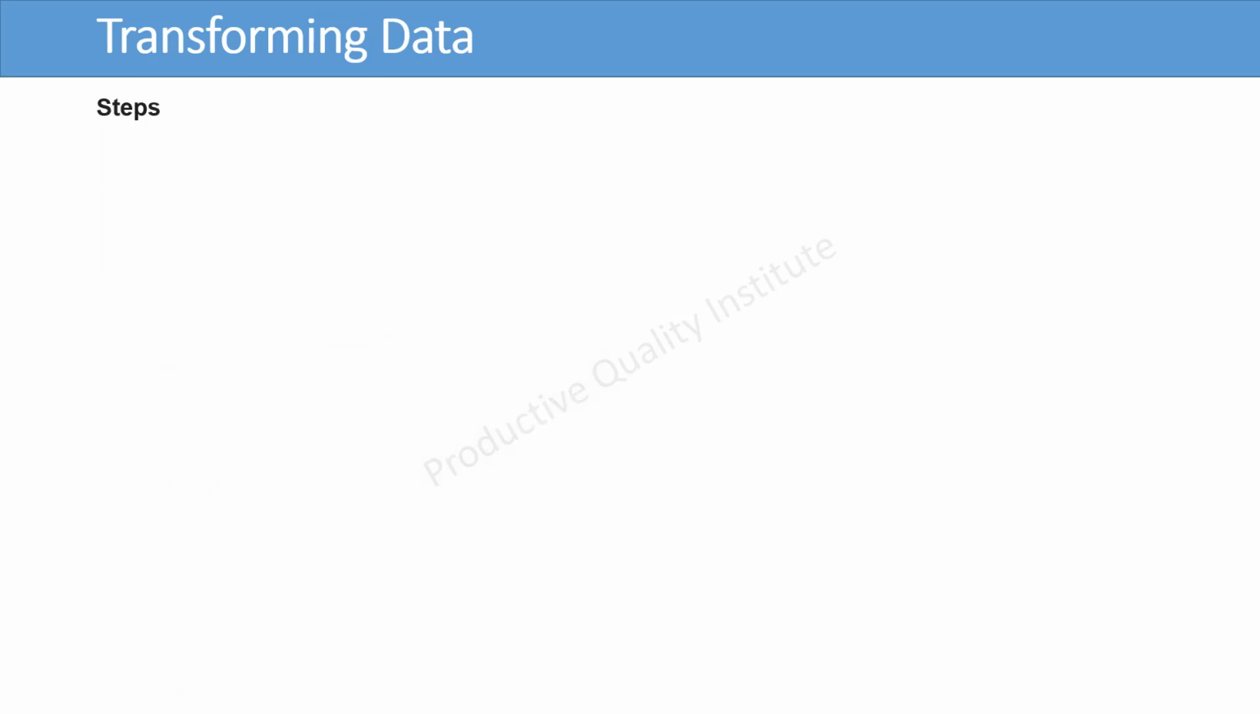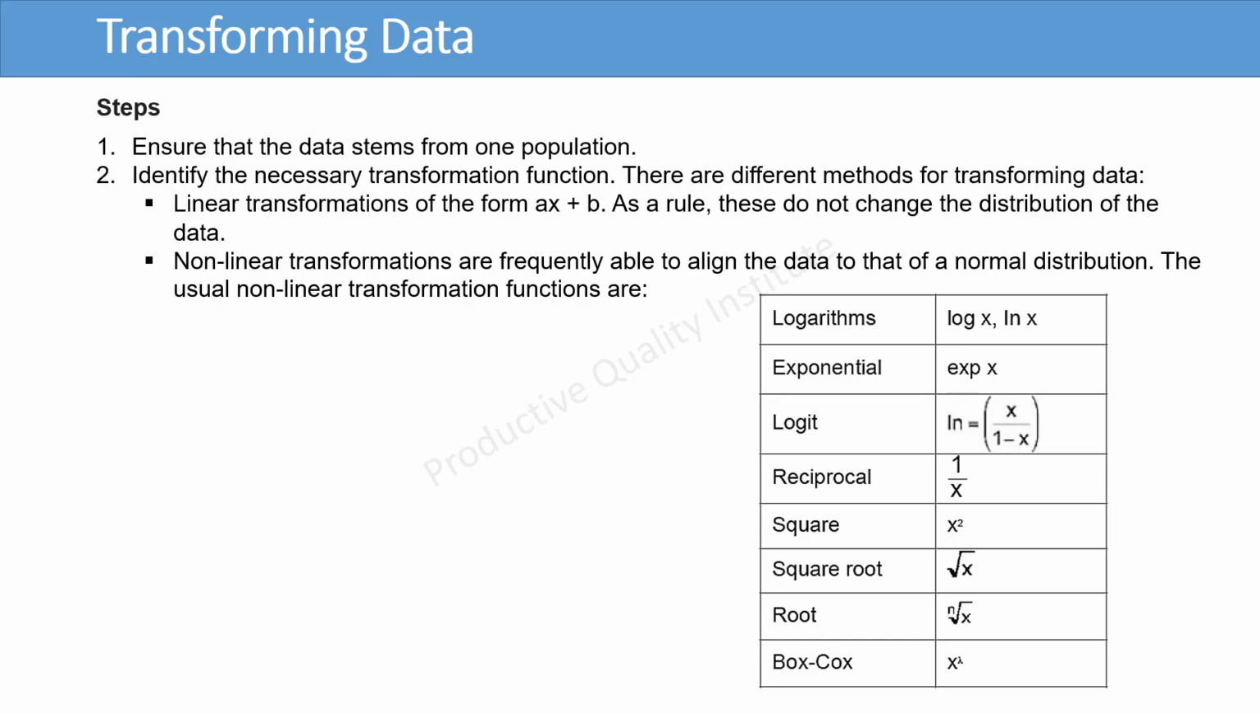The steps to do the transformation are: ensure that the data stems from one population, and identify the necessary transformation function. There are different methods for transforming data. Linear transformations of the form AX plus B, as a rule, do not change the distribution of the data. Nonlinear transformations are frequently able to align the data to that of a normal distribution.